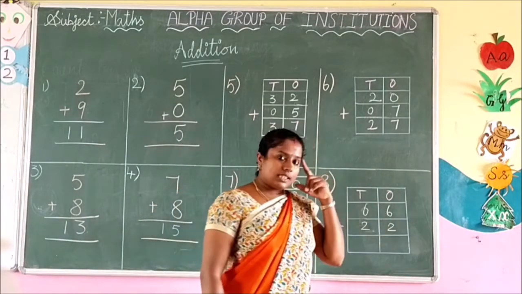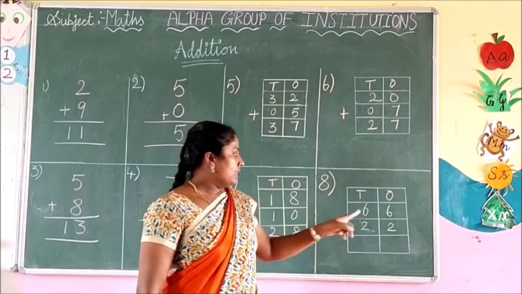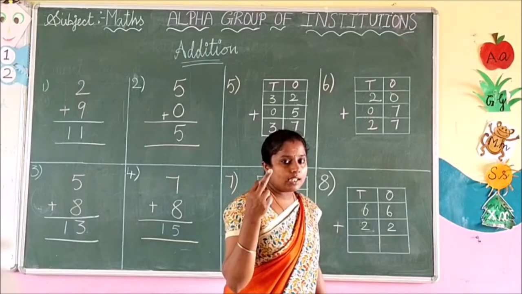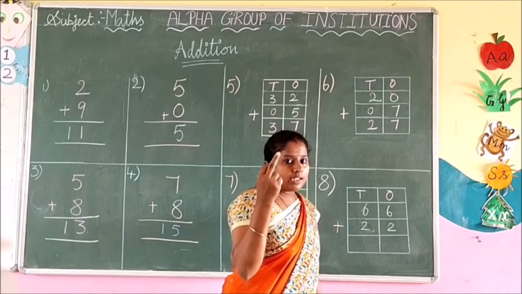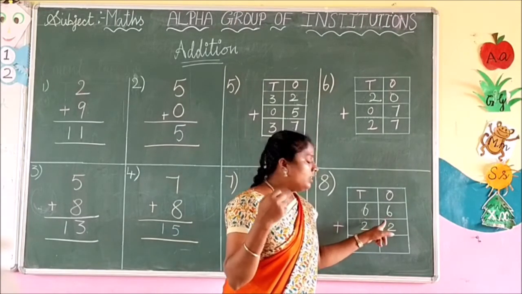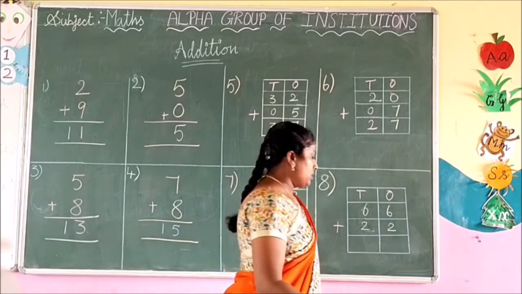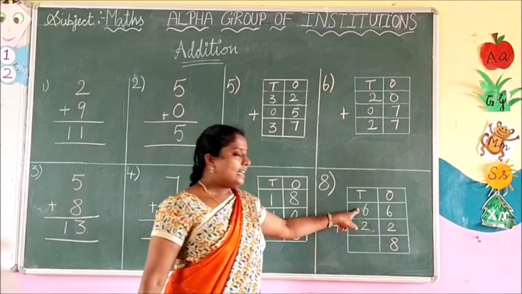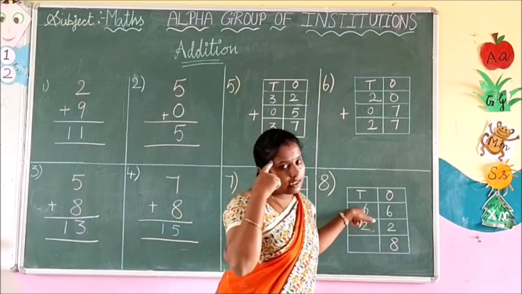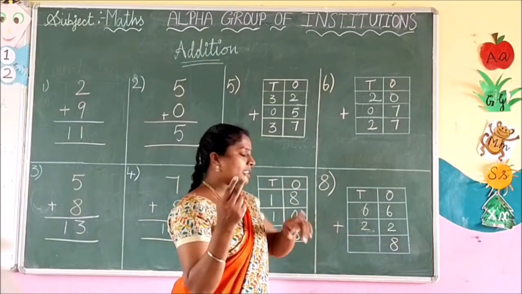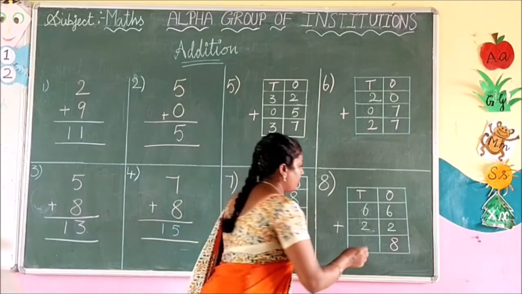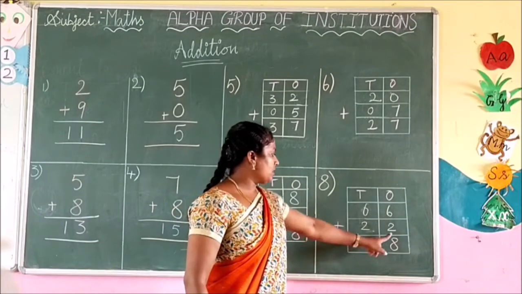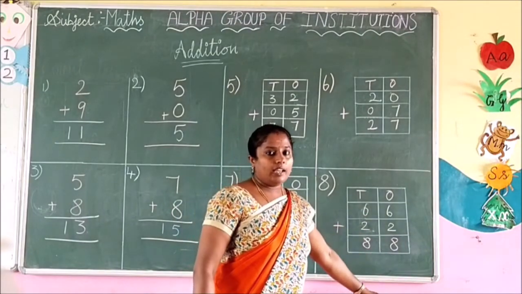6 plus 2. 6 in the mind, 2 on the fingers. After 6, 7, 8. So what is the answer? 6 plus 2, 8. Next again 6 plus 2. 6 in the mind, 2 on the fingers. After 6, 7, 8. The answer is 88. 66 plus 22 is 88.